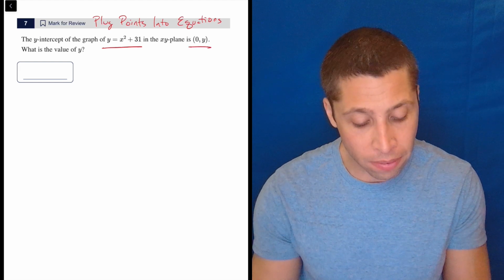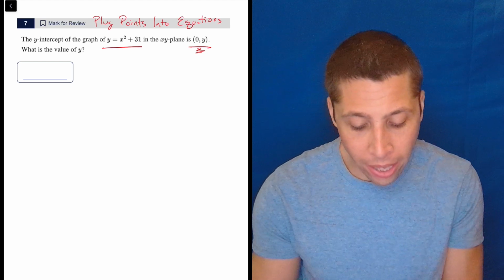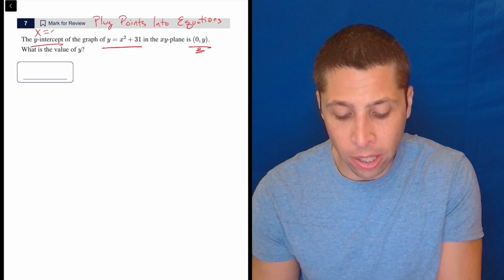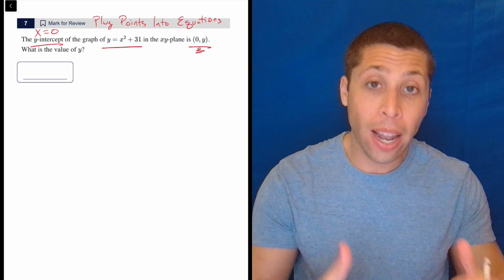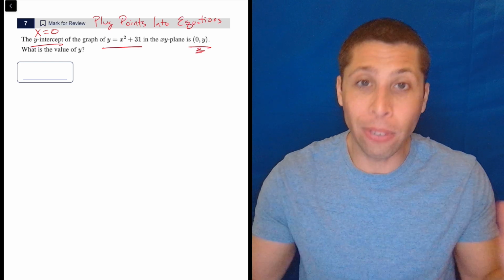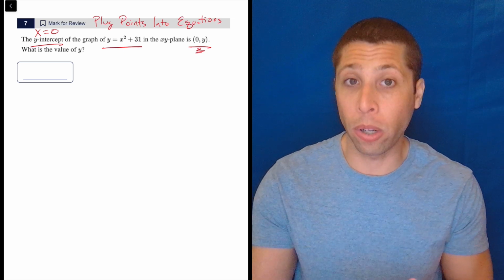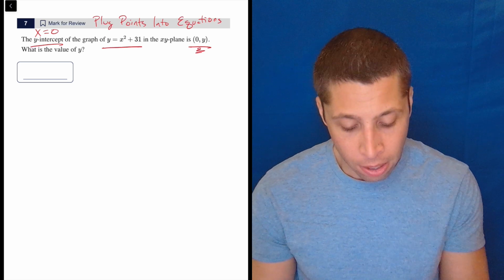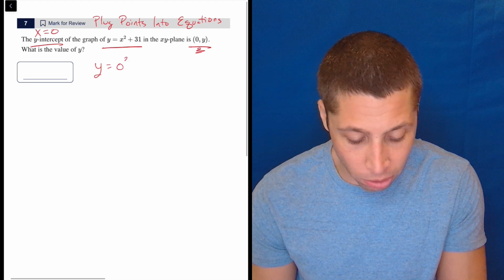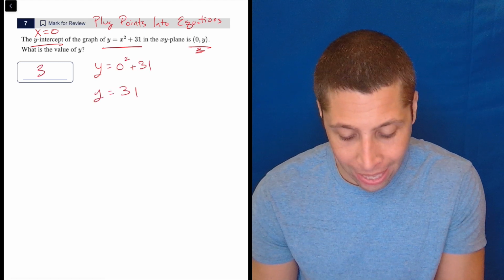If we have a y-intercept, even if they didn't write it out like this, we should know that for every y-intercept, the x-coordinate is 0. That's a definition. So every time they're talking about y-intercepts, we're supposed to know that the x-coordinate is 0 and that we could just plug that in. So now this becomes y equals 0 squared plus 31. So y is equal to 31, and that's the whole thing.